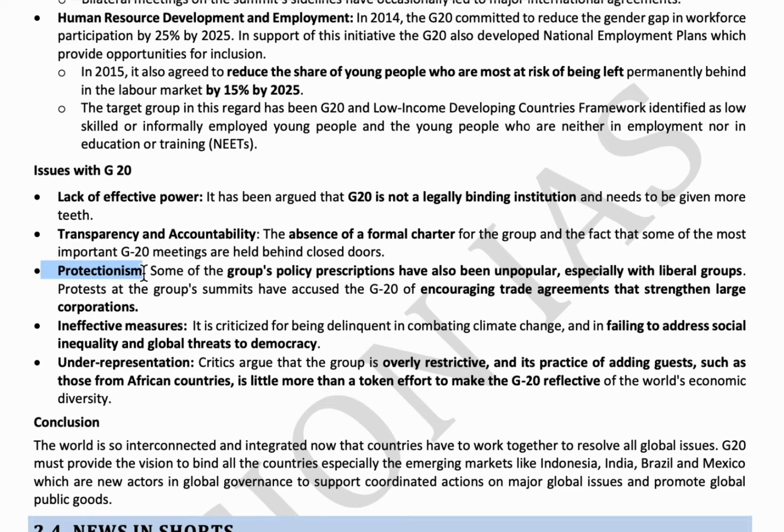Some protesters accuse G20 of strengthening large corporations rather than developing the low income countries. So, for their own benefit, they are agreeing to trade agreements. And the other is some argue that G20 has failed to address social inequalities and the global threats to democracy. So, all these are some of the major issues with the G20.